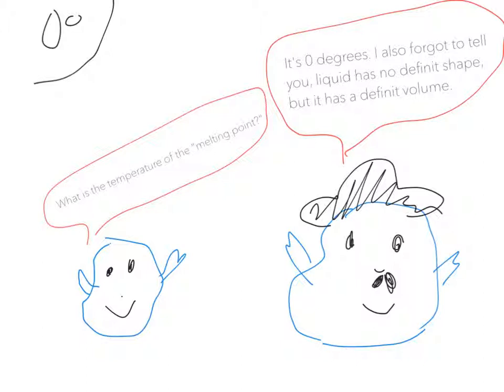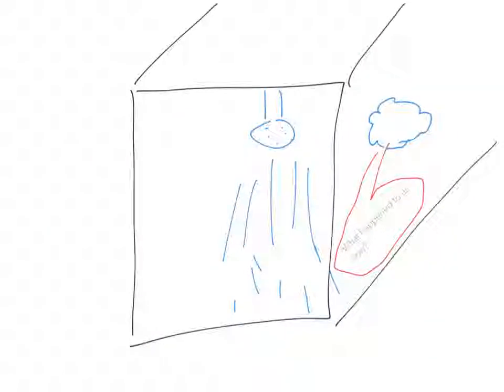"What is the temperature of the melting point?" the ice cube boy asked his dad. "It's 0 degrees. I also forgot to tell you. Liquid has no definite shape, but it has definite volume," said the ice cube dad. Now they ended up somewhere else, in a shower, in India.